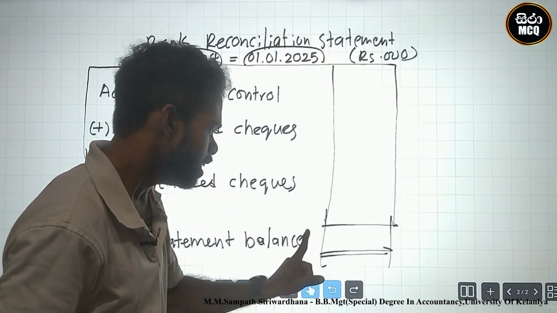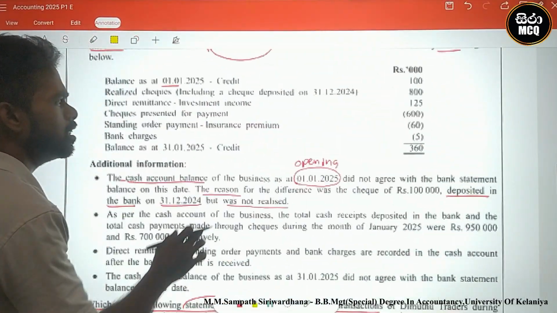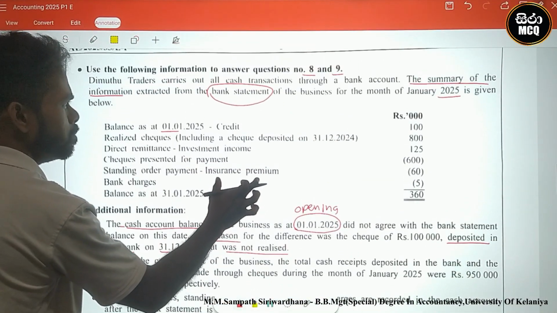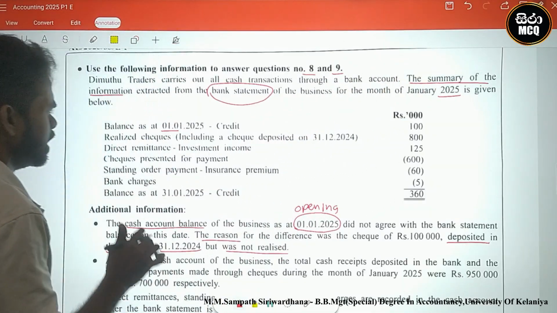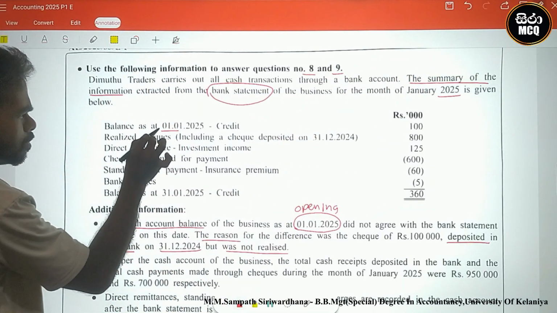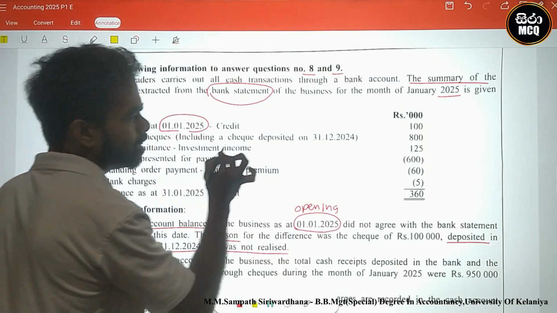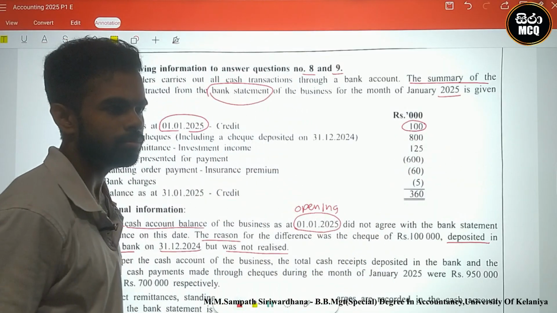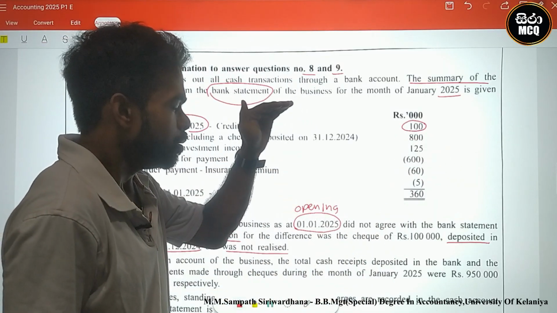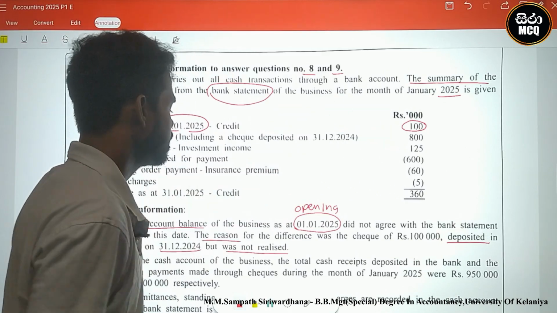Okay. Firstly, I go to the bank statement. Look here, the bank statement is the People's Bank statement. This is the opening date, 1st January 2025. What is the bank statement balance? The bank statement balance on the opening date is 100.